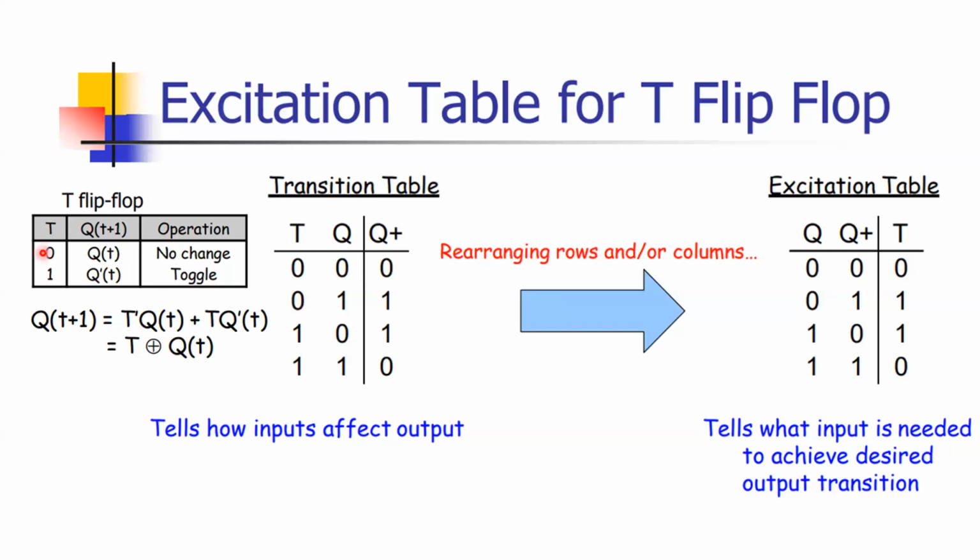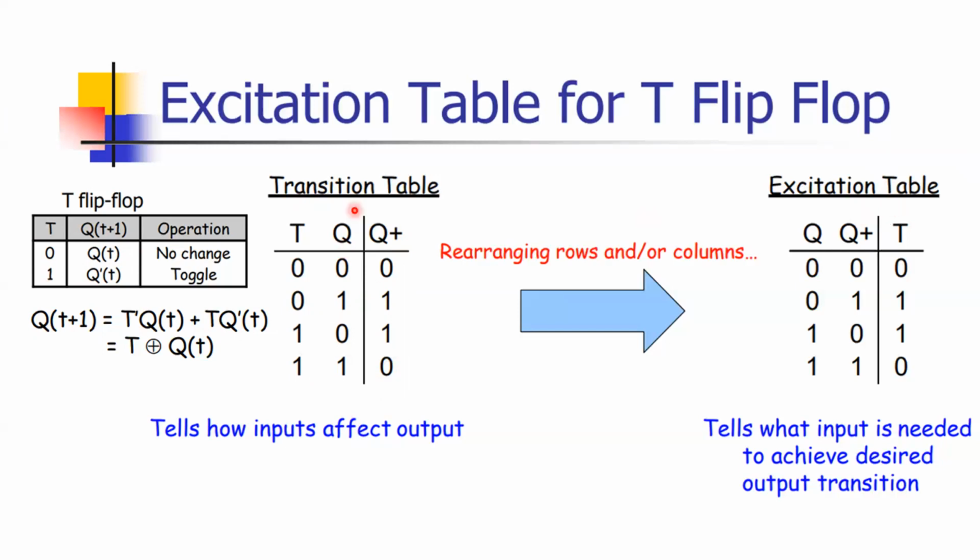When T is 0, we get the previous state as it is, and the value of the previous state is 1, so we will get 1. Same way, when T is 1, we get the complement of the previous state. So if the previous state is 0, we get the output 1. And when the previous state is 1, the output is 0. Using this truth table, we are finding out the excitation table.